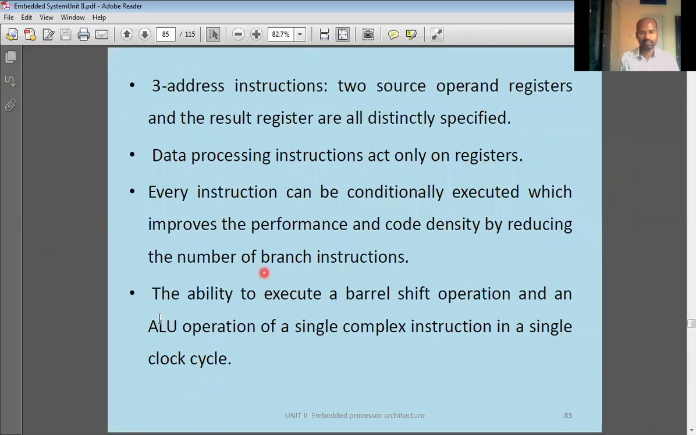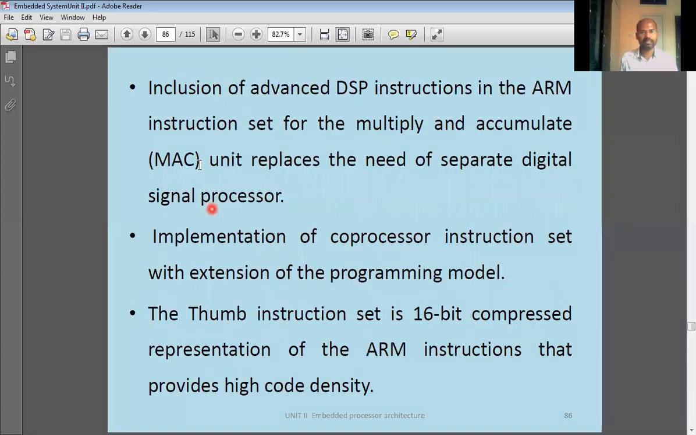processors. Next, the ability to execute a barrel shift operation and an ALU operation of a single complex instruction in a single clock cycle. You can do this together without needing additional time for the ALU operation. In one clock cycle, you can perform barrel shift operations along with ALU operations. That is one more powerful feature of ARM. Next, inclusion of advanced DSP instructions in the ARM instruction set for the multiply and accumulate unit replaces the need for a separate digital signal processor.